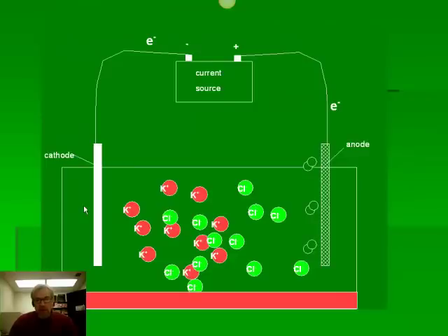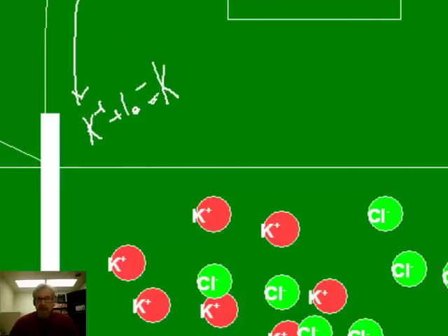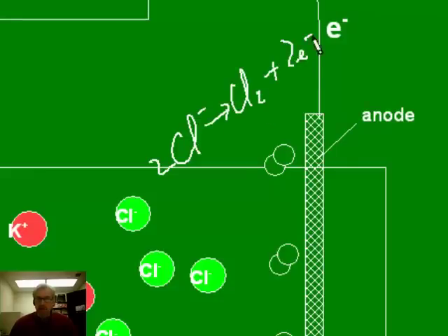Now, in this example that we just looked at, it's clear what's going to reduce at the cathode. There's only one thing that can, and that's the K pluses. They'll collect an electron that's coming down the wire and reduce to potassium. At the anode side, it's clear what's going to oxidize. There's only one thing that can there, too. That's the Cl minus.